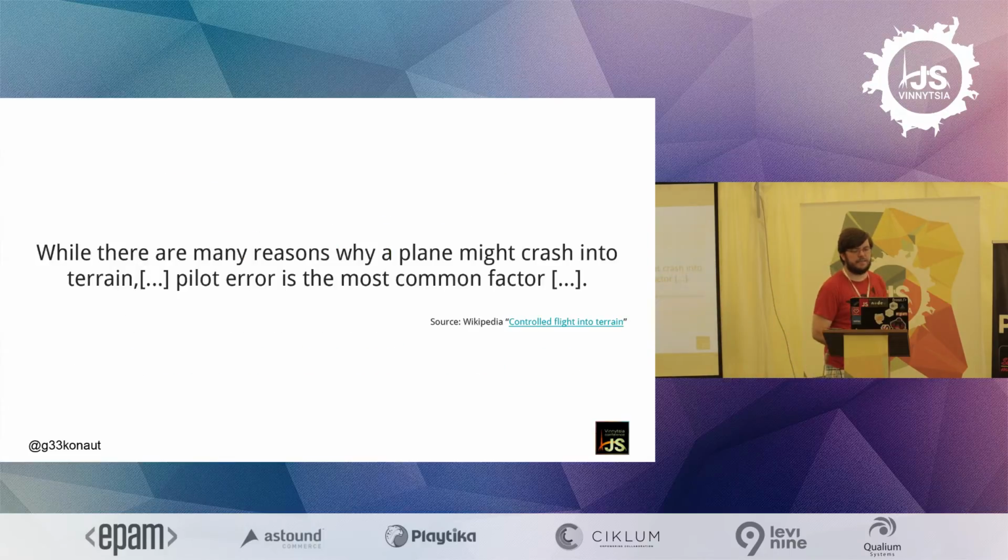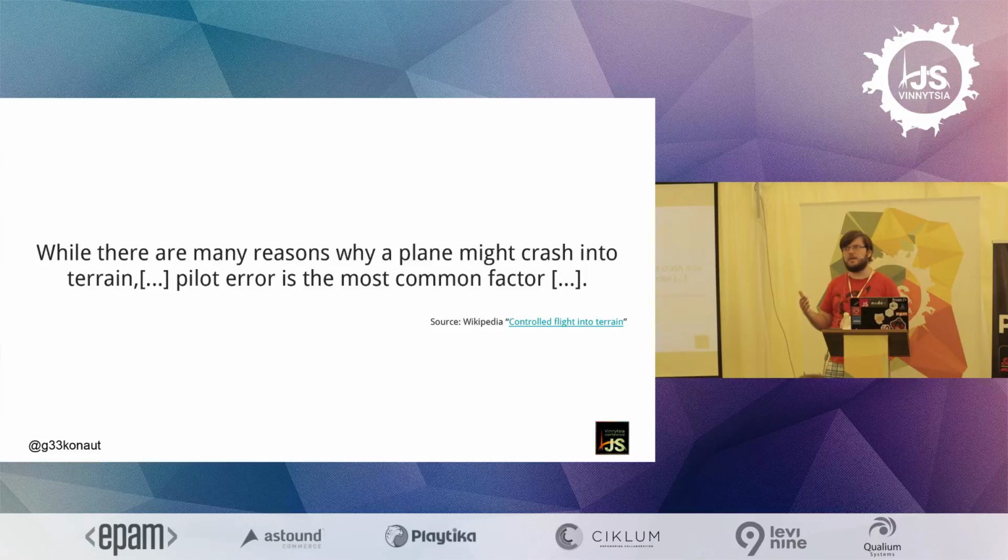And here's something that comes from this book that I recommended, The Field Guide to Understanding Human Error. This is about controlled flight into terrain. This is a class of errors that lead to plane crashes. And what they say is, while there are many reasons why a plane may crash into terrain, pilot error is the most common factor. This is the Wikipedia article on controlled flight into terrain. And why is there a Wikipedia article on it? I don't know, but it's there, which is handy because I can quote it. So, while there are many reasons why a plane might crash into terrain, pilot error is the most common factor.